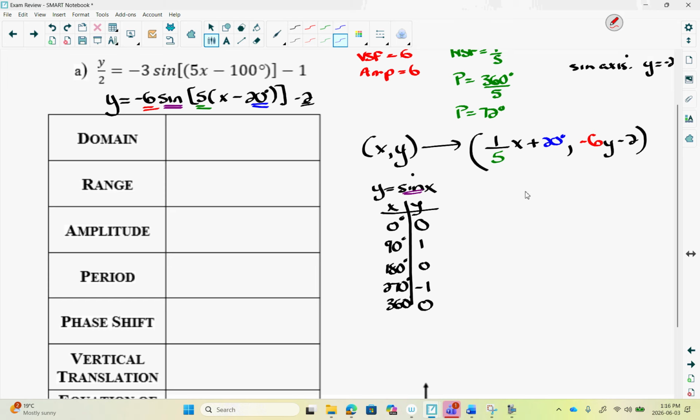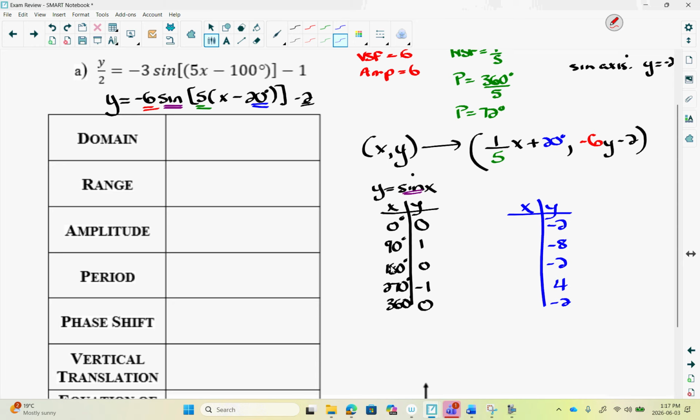Now let's transform them. What would my new points become after I transform? It's easiest to do the y values first. I got to multiply all of these y values by negative 6 and then subtract 2. So start with a 0. Plug that in here. Negative 6 times 0 would be 0, minus 2, this would become a negative 2. So would this 0, and so would this 0. The 1, if I plug it in there, negative 6 times 1 is negative 6 minus 2 would give me a negative 8. A negative 1 gets plugged in here. Negative 6 times negative 1 is positive 6 minus 2. This becomes a 4.